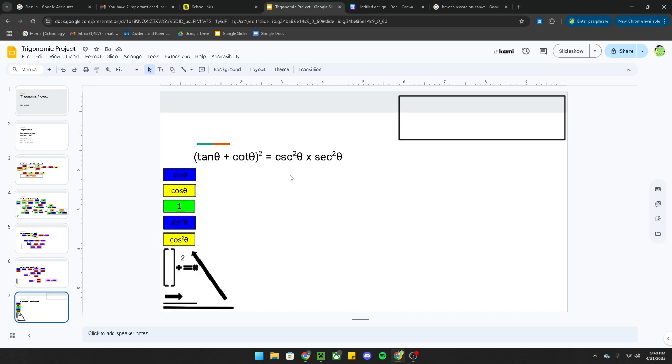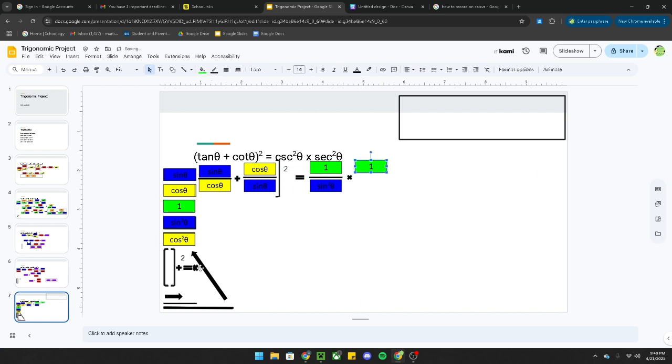You have this wonderful equation right here, and we're going to start off. You will have sine over cosine plus cosine over sine, and I'm just going to put a bracket here, squared, equals, cosecant would be 1 over sine, but since it's all squared, it'd be 1 over sine squared, times 1 over cosine squared.